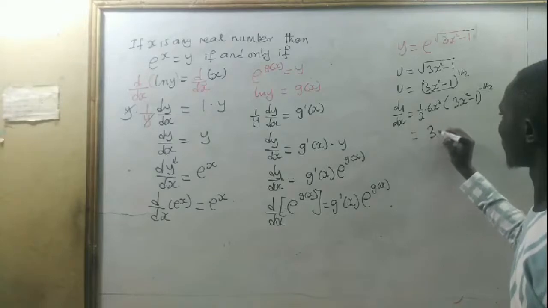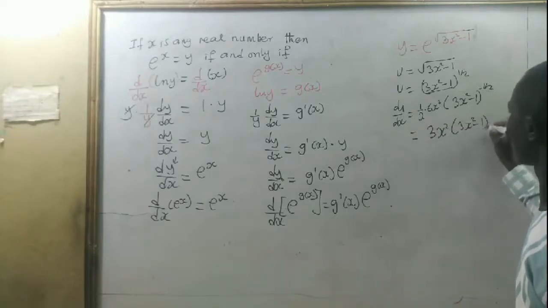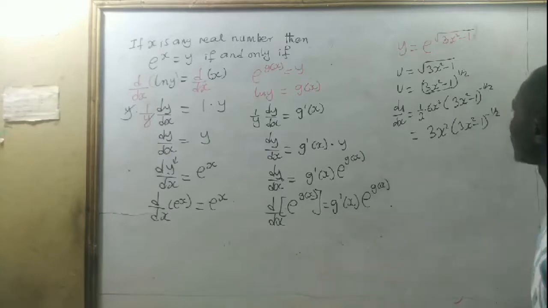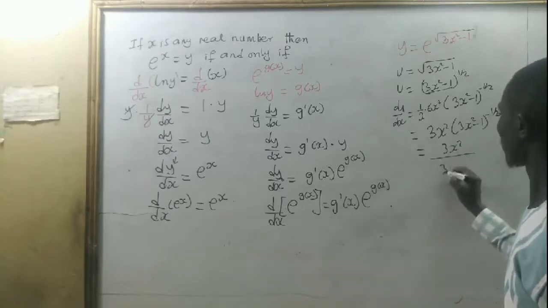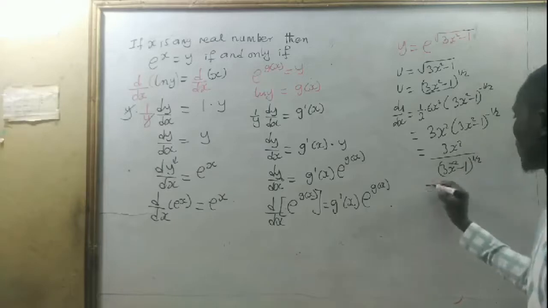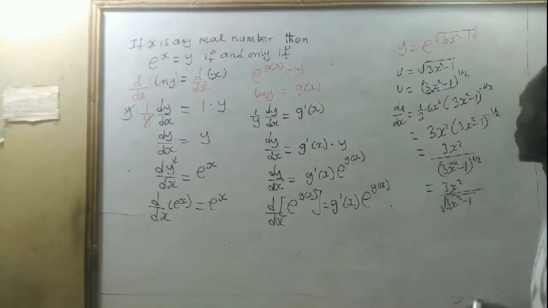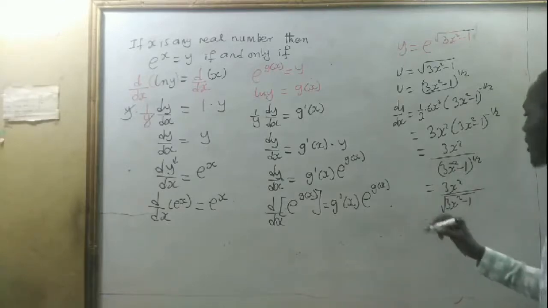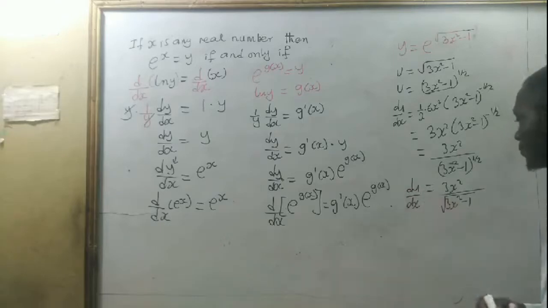That is 3x squared times (3x squared minus 1) to the power of negative 1 out of 2. And this is the same as 3x squared divided by (3x squared minus 1) to the power half, and that is 3x squared divided by the square root of 3x squared minus 1. So that is our du on dx.